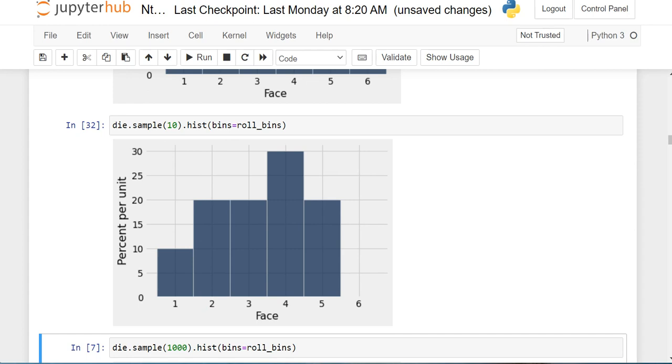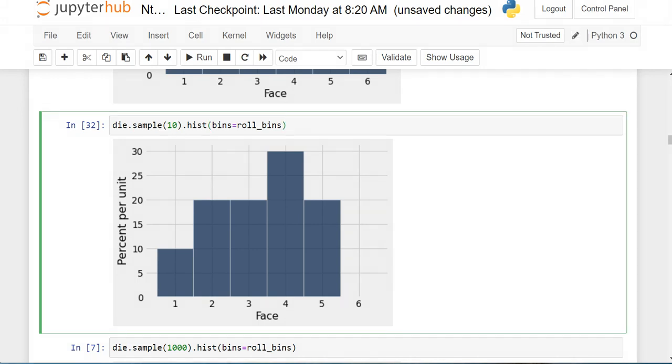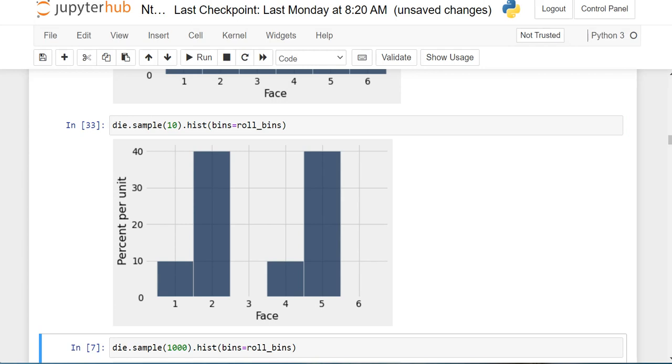Why? Well, each time we run this code, it's taking a new sample. Okay. So let me just run it one more time, see what we get. Wow, that's a crazy, ugly looking distribution.